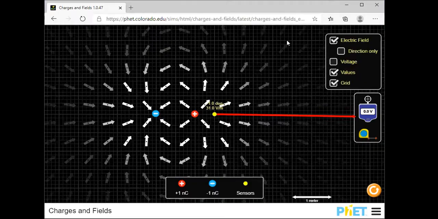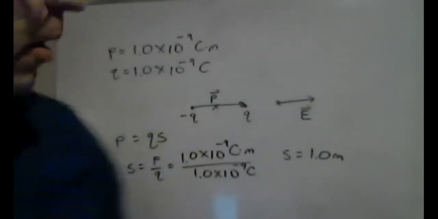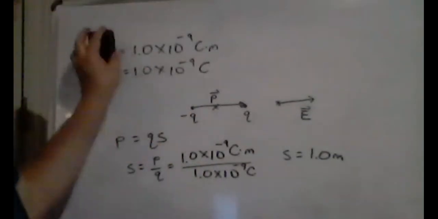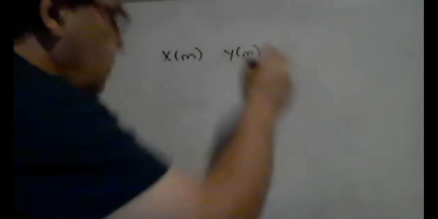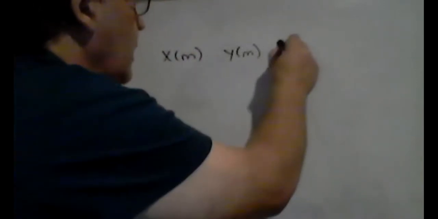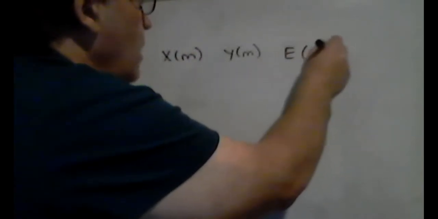Let me stop sharing for a minute and go back to my whiteboard. So my first answer in that grid would look like the following. Again, if you do this experiment 10 times, you'll get 10 different numbers. But for my grid point, what did we see? Well, we saw X in meters, Y in meters, electric field, again everything in SI, this is for Coulomb, and we have direction.